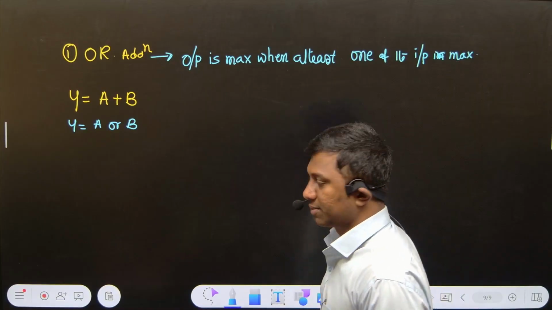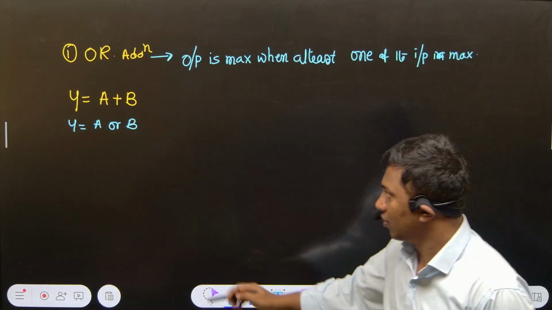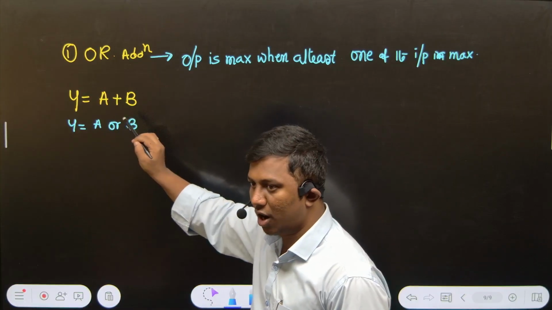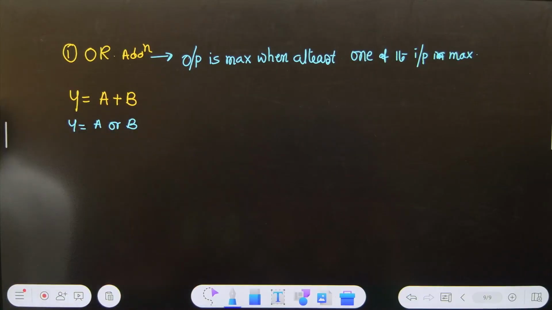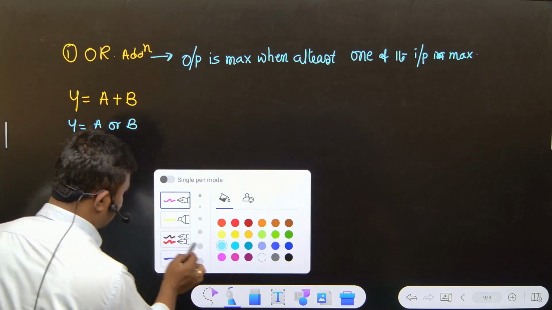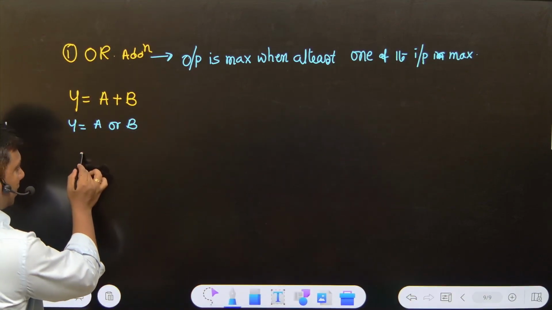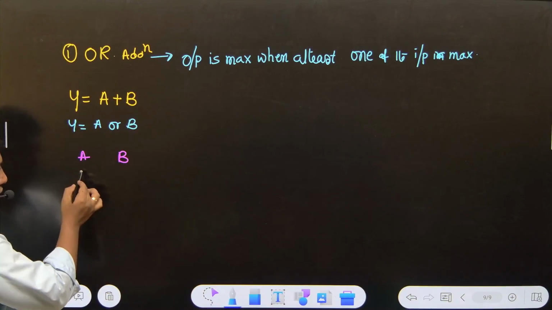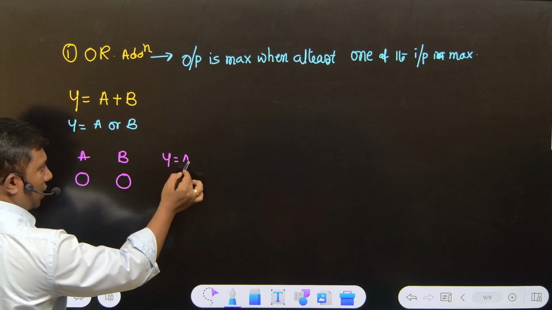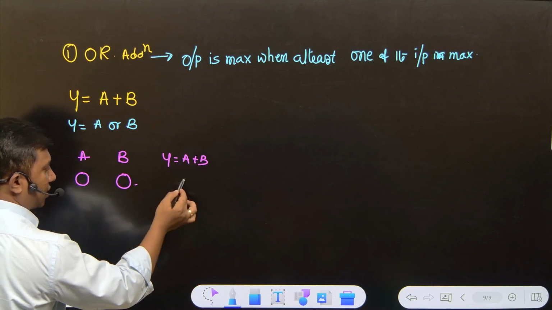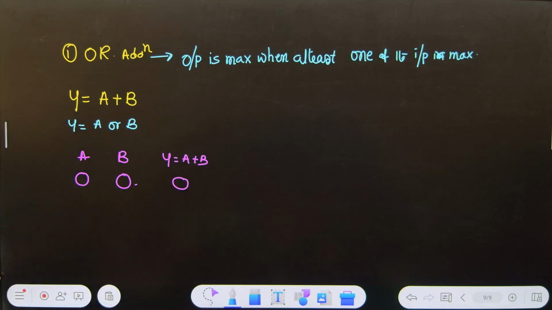If any one of the inputs is maximum, that is read as Y is equal to A or B. Any one at least, then the output will be maximum. So what can we take? Imagine this is A, this is B. A is 0, then B is also 0. Then Y is A or B. Then what is the output? 0, because at least one should be maximum.